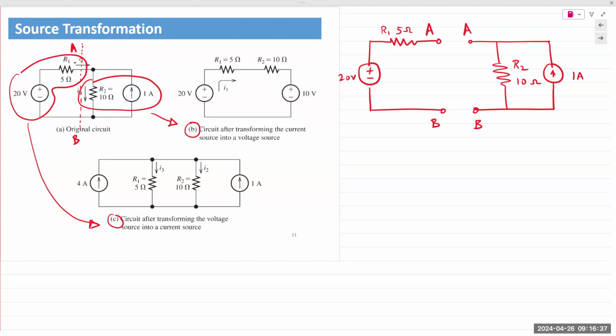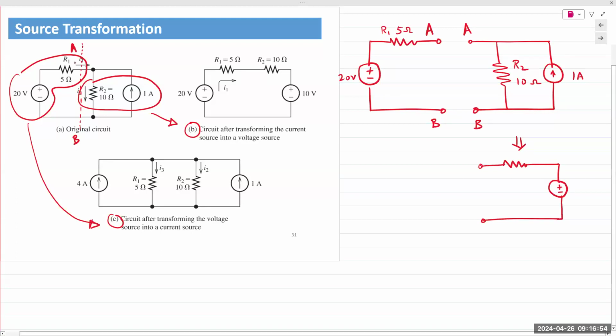Now, if I transform the right side between nodes A and B, the resistor, of course, remains the same. So the current source is now changed to a voltage source in series with that same resistor. So source transformation would work by applying Ohm's law. Here I'm given the current, 1 amp. I'm given the resistance, 10 ohms. So my voltage source is V equals IR. 10 times 1 gives me 10 volts. Resistor value remains the same, R2.